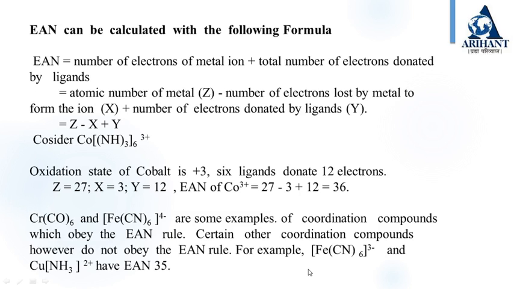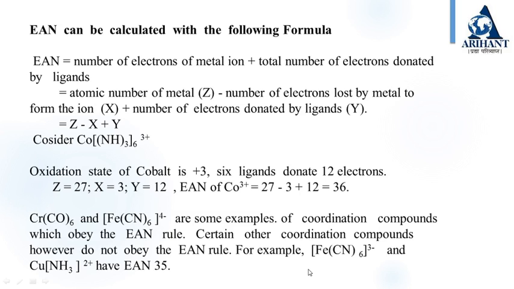The effective atomic number can be calculated with the following formula. EAN is equal to the number of electrons of the metal ion plus the total number of electrons donated by ligands. So we can call this the atomic number of metal, Z, minus the number of electrons lost by the metal to form the ion, which is X, plus the number of electrons donated by ligands, that is Y. So the formula for EAN will be Z minus X plus Y. Z is the atomic number of the metal, X is the number of electrons lost by the metal to form the ion, and Y is the number of electrons donated by ligands.